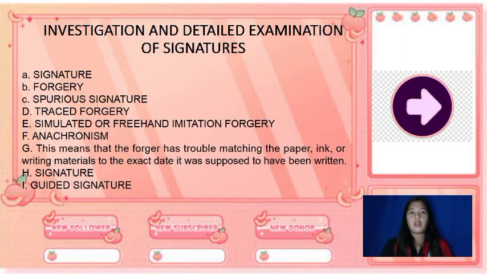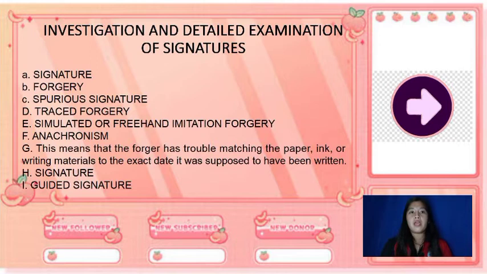Spurious signature. A fraudulent signature in which there was no apparent attempt at simulation or imitation. Trace forgery. Any fraudulent signature which was executed by actually following the outline of a genuine signature. Simulated or freehand imitation forgery. A fraudulent signature which was executed purely by simulation rather than the outline of a genuine signature can be referred to as a freehand imitation or simulated forgery.